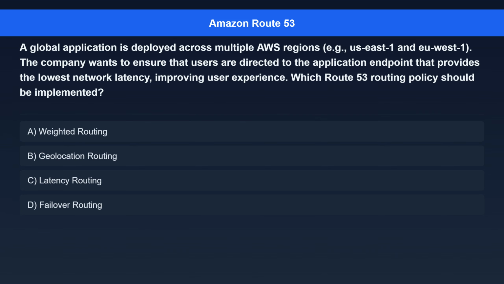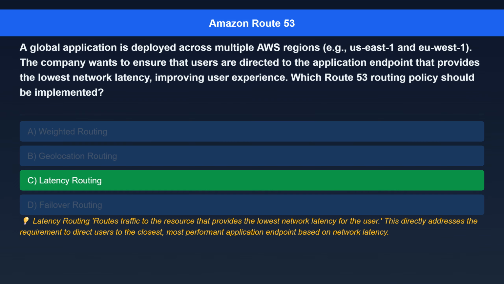Question 2. A global application is deployed across multiple AWS regions, e.g., US East 1 and EU West 1. The company wants to ensure that users are directed to the application endpoint that provides the lowest network latency, improving user experience. Which Route 53 routing policy should be implemented? Option A. Weighted routing. Option B. Geolocation routing. Option C. Latency routing. Option D. Failover routing.